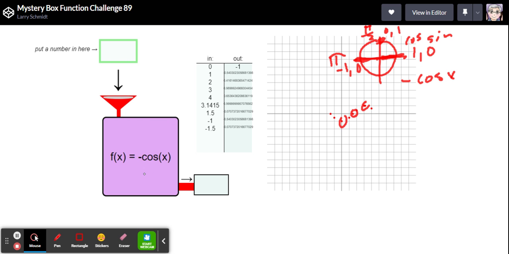Yeah, so this is f of x equals the negative cosine of x, and we can graph that as well. And there it is. Now, you may have come up with a different answer for this, and it's possible you could still be right. So let me know if that's the case, because this could be something else other than the negative cosine of x.